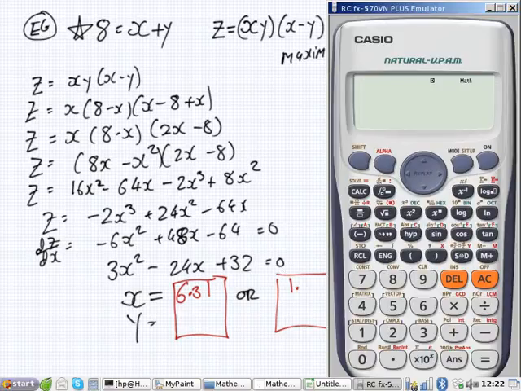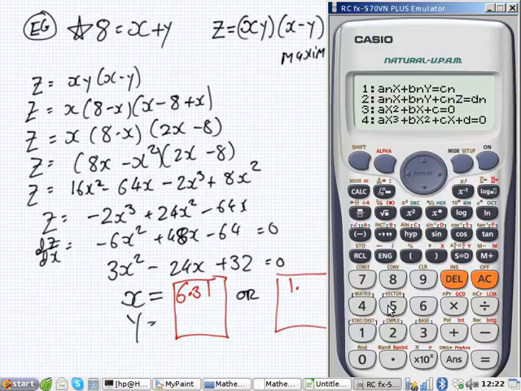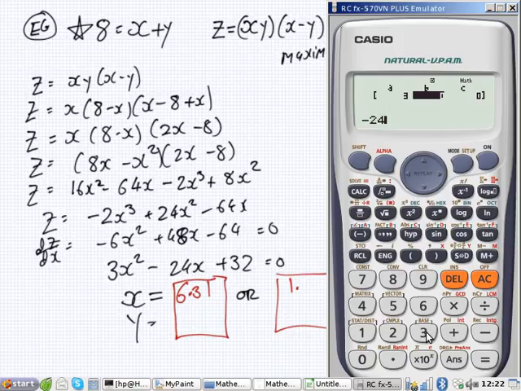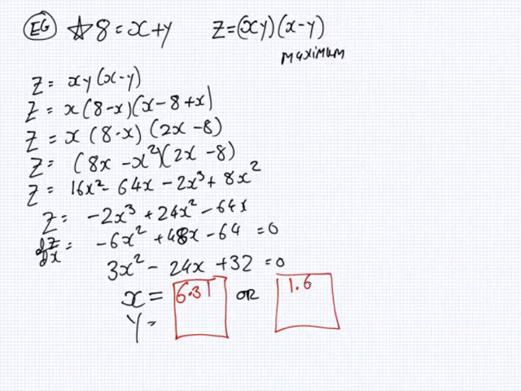They do add up to 24 over 3, 8. Hold on. 6.31, 1.69. So if x is 6.31, y must be 1.69. If x is 1.69, y must be 6.31.